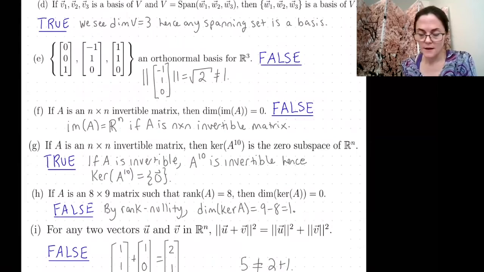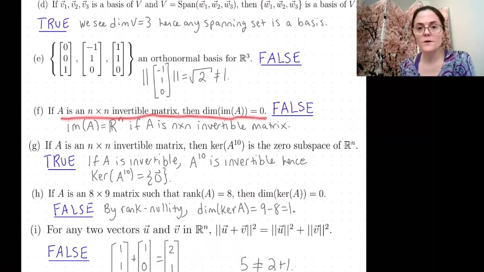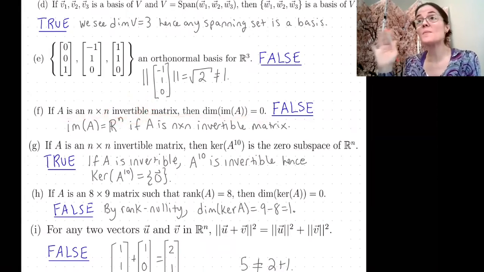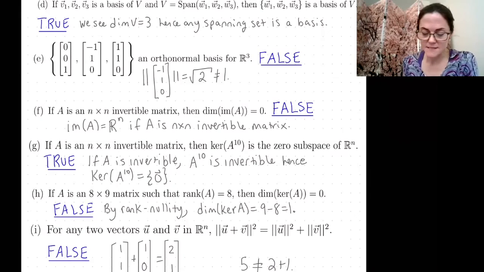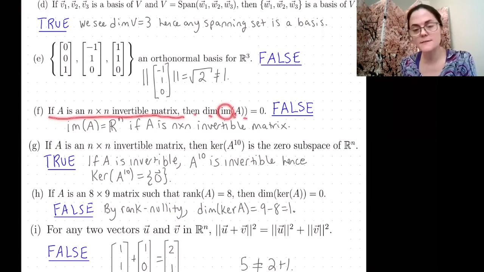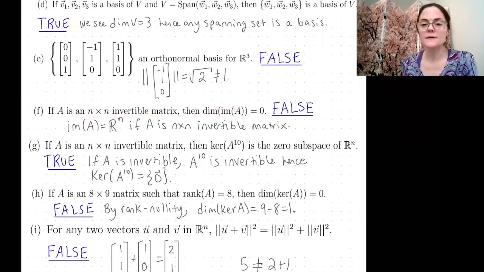Okay. If A is n by n, then the dimension of the image is 0. It isn't, oh, I missed a word. Invertible. Yeah, doesn't work like this. Invertible matrices, their image is all of Rn, which has dimension n. So this is false. If this said, if A is n by n invertible, then the dimension of the kernel of A is 0, that would be good, but not as it's written, not with the image.